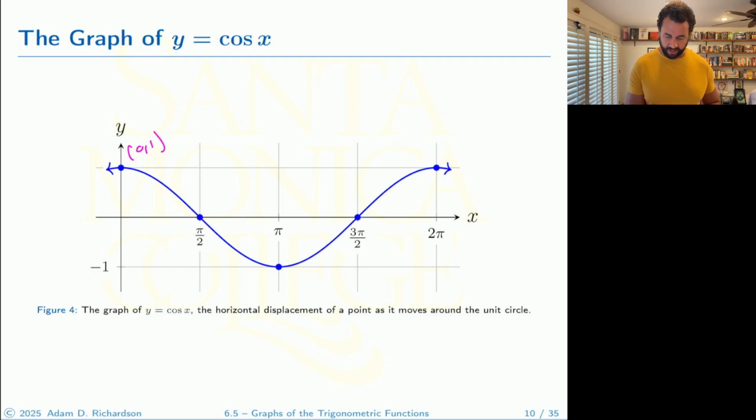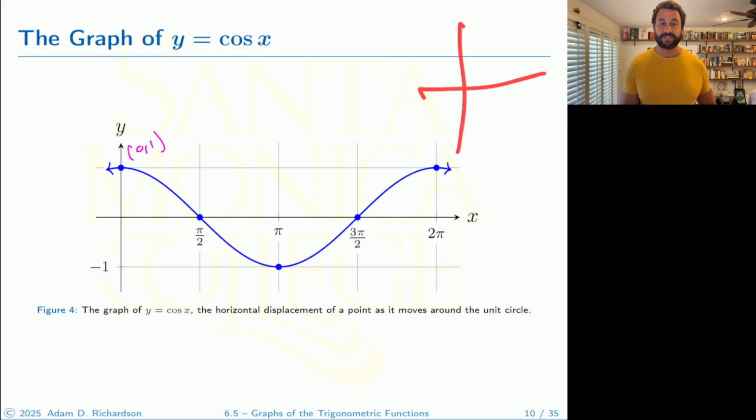Then as that point moves around the circle, when it gets to pi over 2, the horizontal displacement is 0. And that's why we're down here at 0. Then imagining the unit circle as we continue past that point, the horizontal displacement goes this way. Now it's negative, so that's why we're dipping down and below the x-axis. And it's going to go all the way down until cosine is at its minimum, which is negative 1, like so.